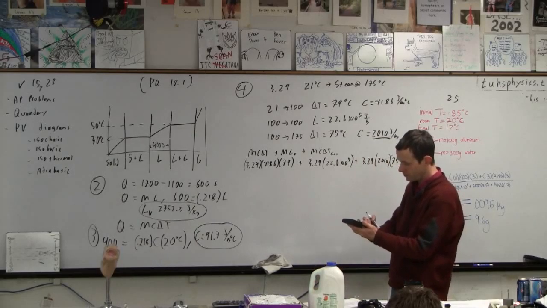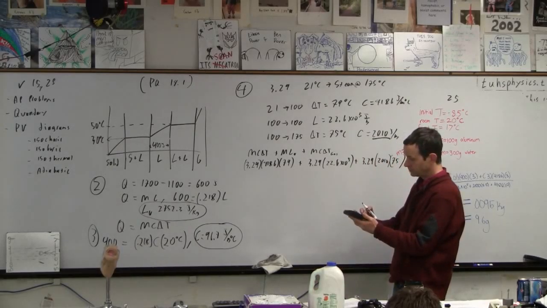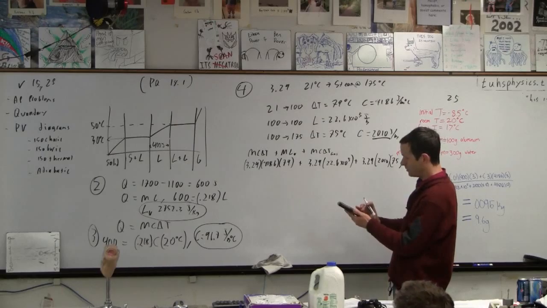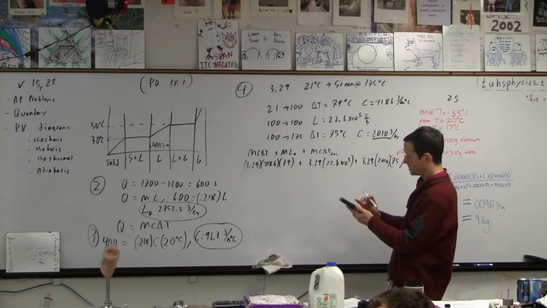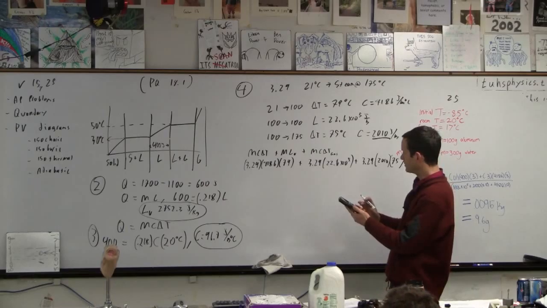And that is 3.29 times, I'm using parentheses, 4186 times 79. Because I'm too lazy to type 3.29 all those times, this times everything, right? Okay.